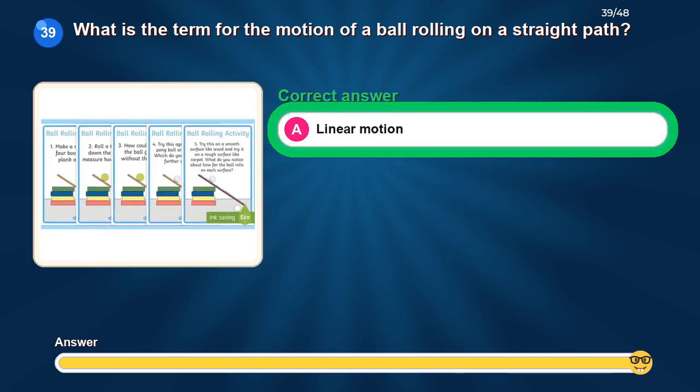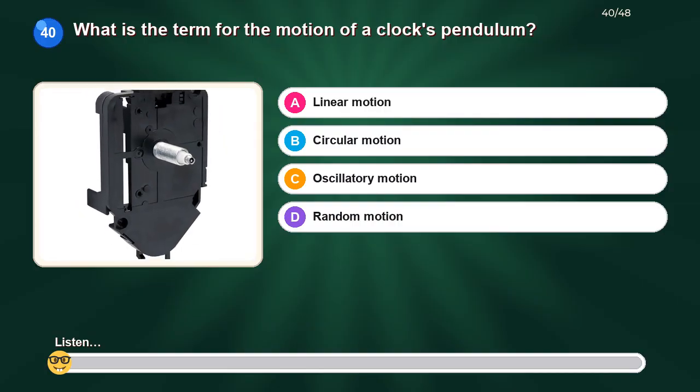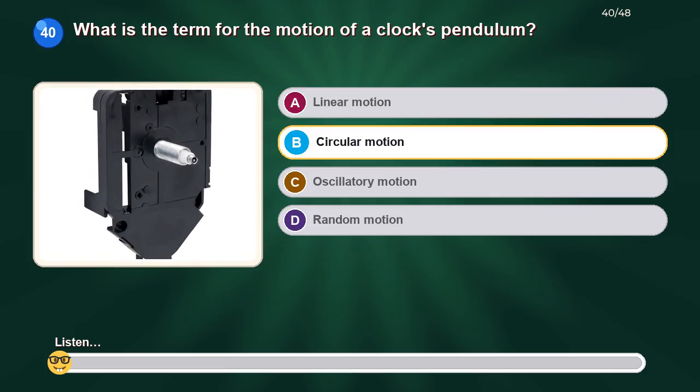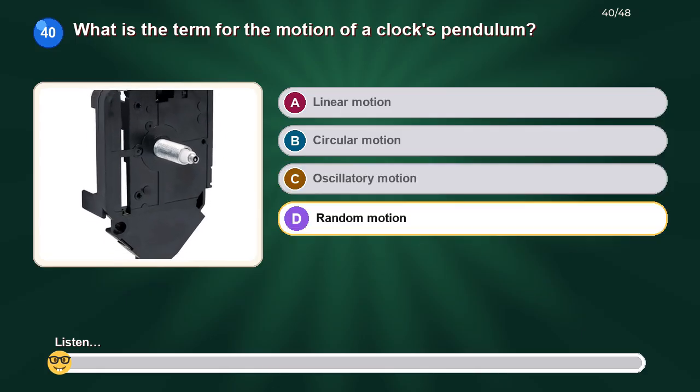The correct answer is linear motion. What is the term for the motion of a clock's pendulum? Option A, linear motion. Option B, circular motion. Option C, oscillatory motion. Option D, random motion.